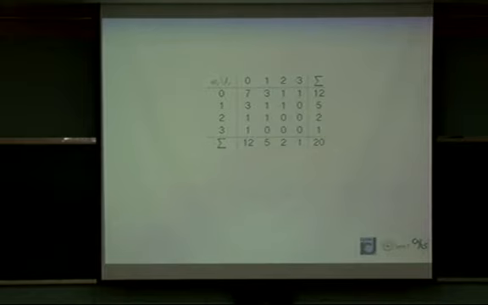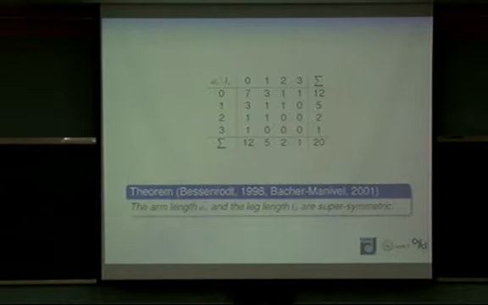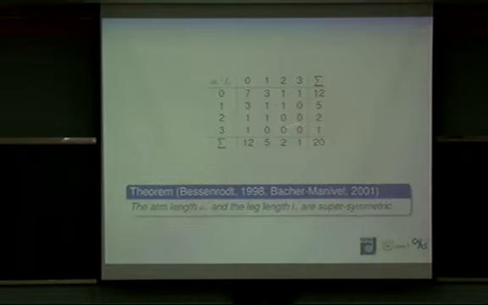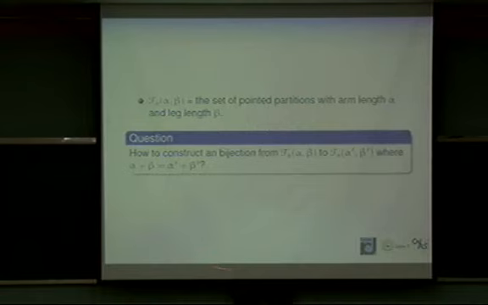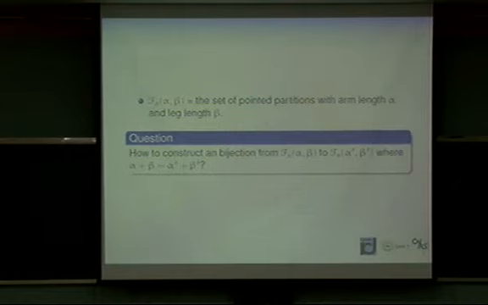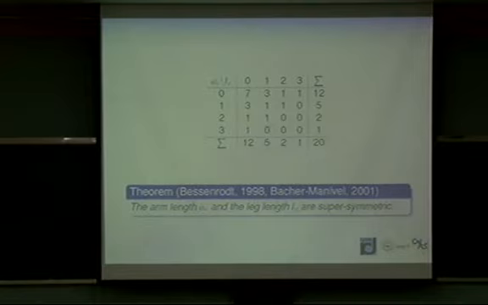The anti-diagonal is all the same, actually. Yeah, the anti-diagonal is all the same. In this case, we call that two statistics are super-symmetric. Ten years ago, the arm length and the leg length were shown to be super-symmetric. We know that. But actually, in this theorem also, we can construct a bijection from some alpha beta, alpha prime beta equals to this equation, and we make the bijection to here, to here. So the previous proof is not a bijective proof. Since we want the bijective proof, including the generating functions.